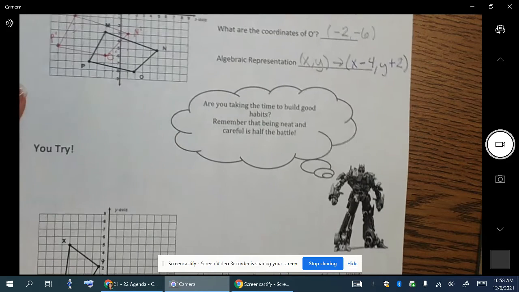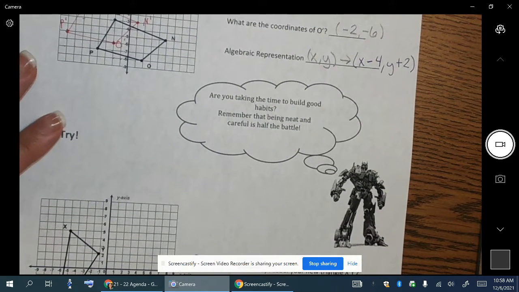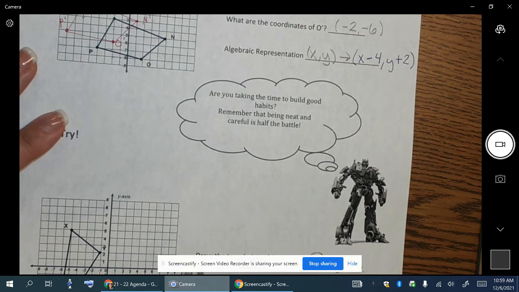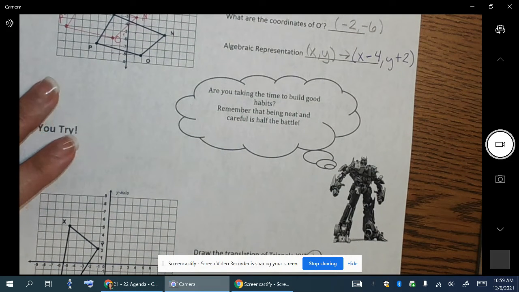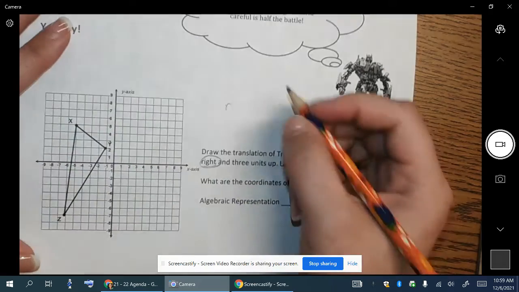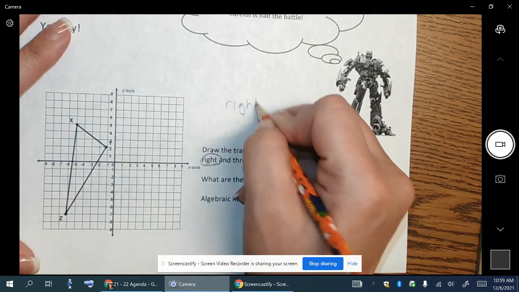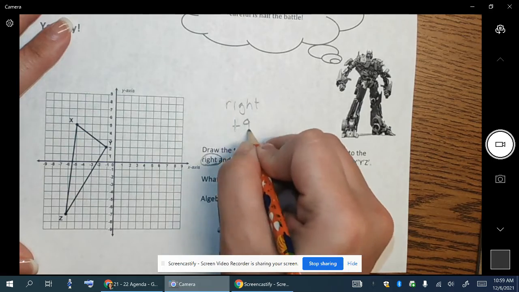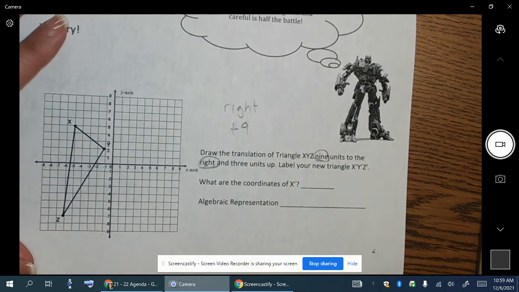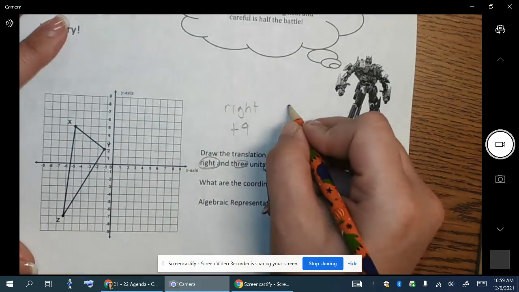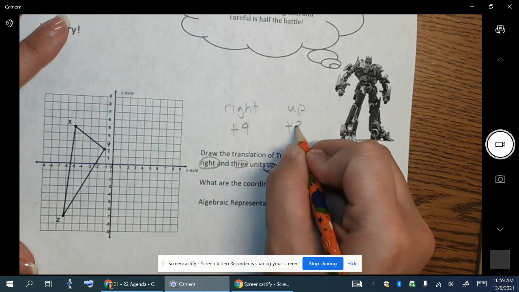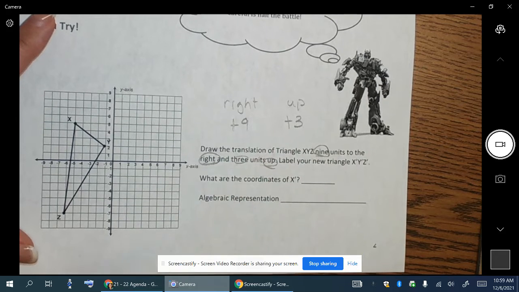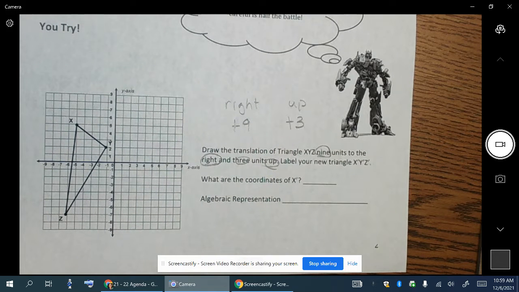All right, on the next one, it wants you to translate it 9 to the right. How do we write that? You moved up one constant. Good, Ben. The right is +9. And then it wants us to go 3 up. How do I write that? Plus 3. Okay? Once you do that, you have your algebraic expression.